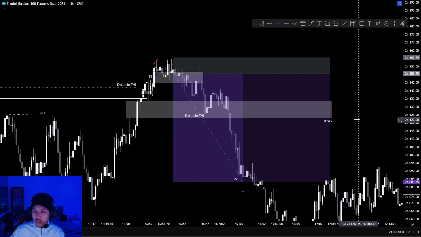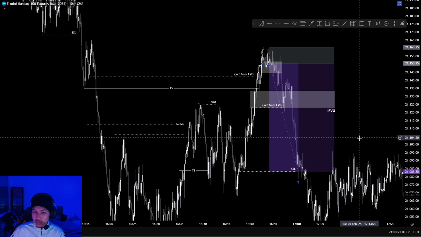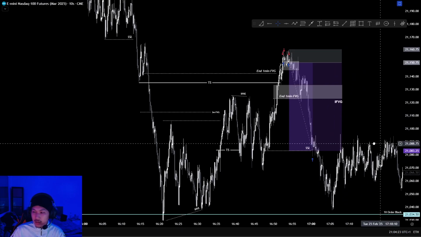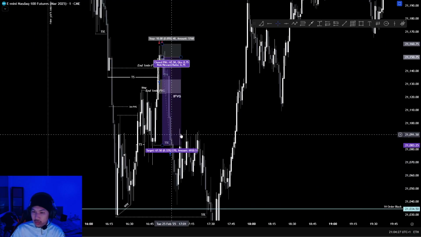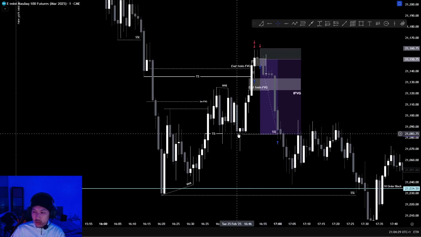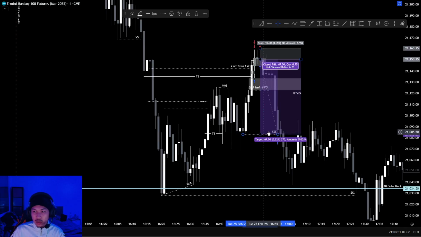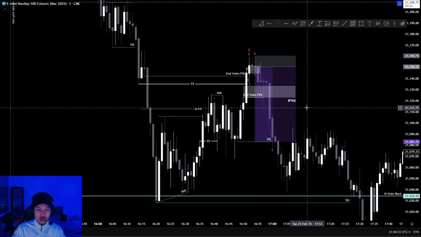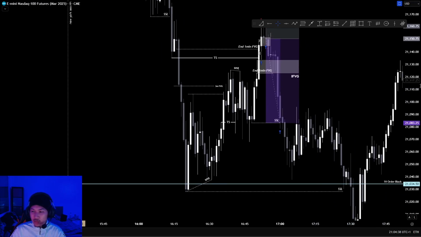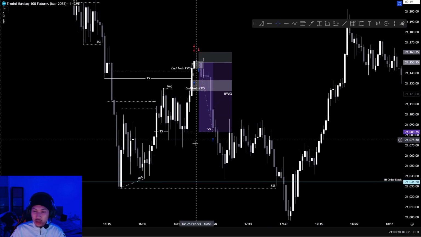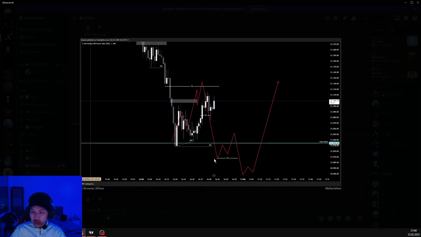My take profit was here, because if we go to the 1 minute, that's the first 1 minute sell side liquidity. So that's just a risk off trade, because normally my model was going for this low here, but I was just risking off.